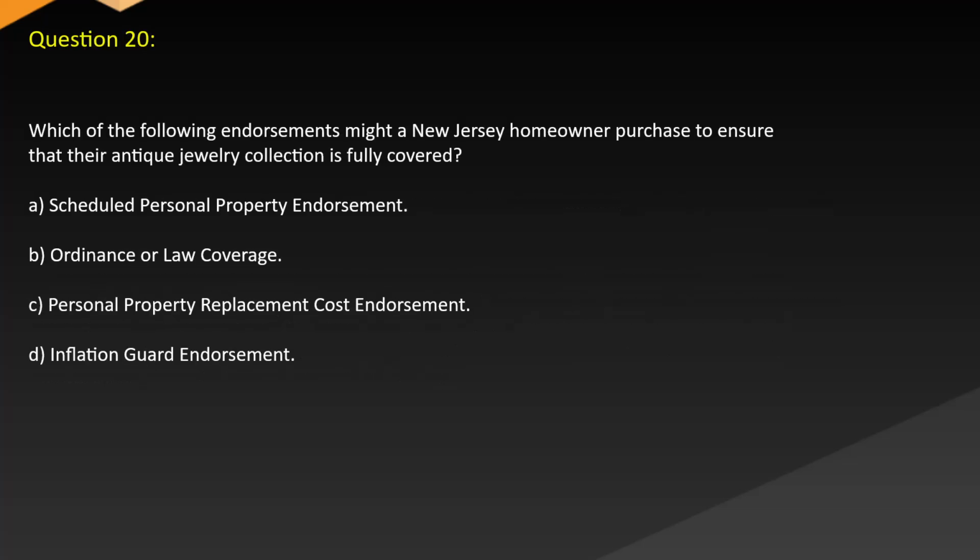Question 20. Which of the following endorsements might a New Jersey homeowner purchase to ensure that their antique jewelry collection is fully covered? A. Scheduled personal property endorsement. B. Ordinance or law coverage. C. Personal property replacement cost endorsement. D. Inflation guard endorsement.